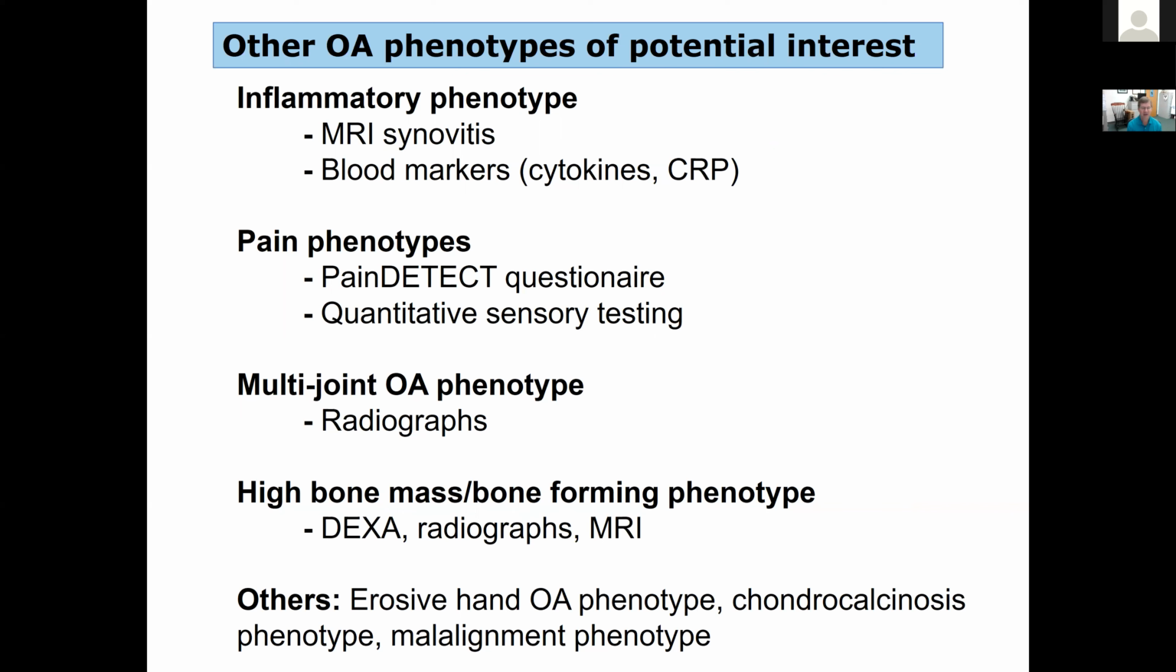Multi-joint OA phenotypes may be important, defined by radiographs. Bone mass or bone-forming phenotypes, defined by DEXA, radiographs, MRI. And then others such as erosive hand OA phenotype, chondrocalcinosis, and malalignment phenotypes. So again, these are predefined phenotypes as opposed to letting the data define the phenotypes, but at least a way to get started.